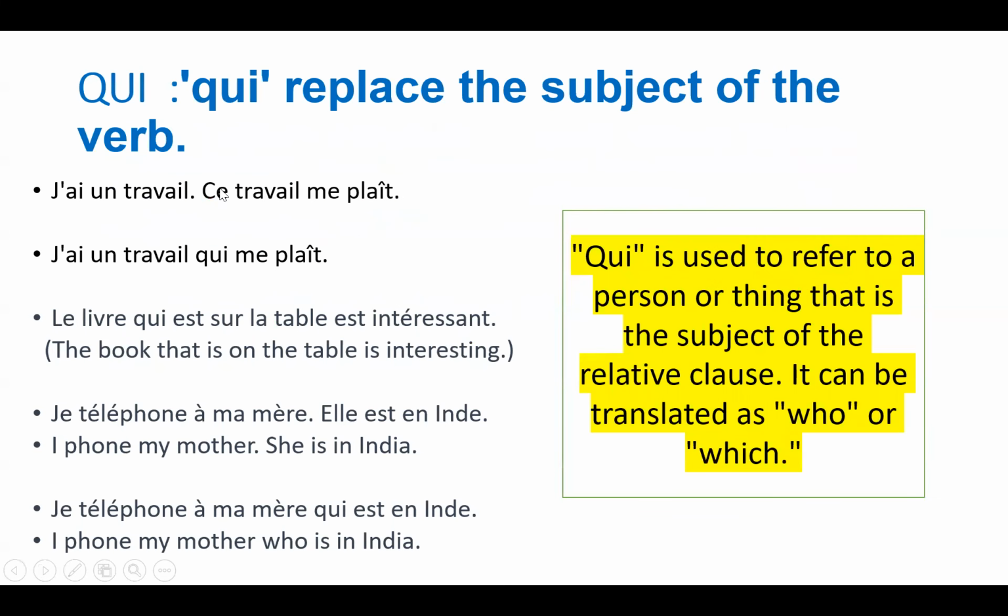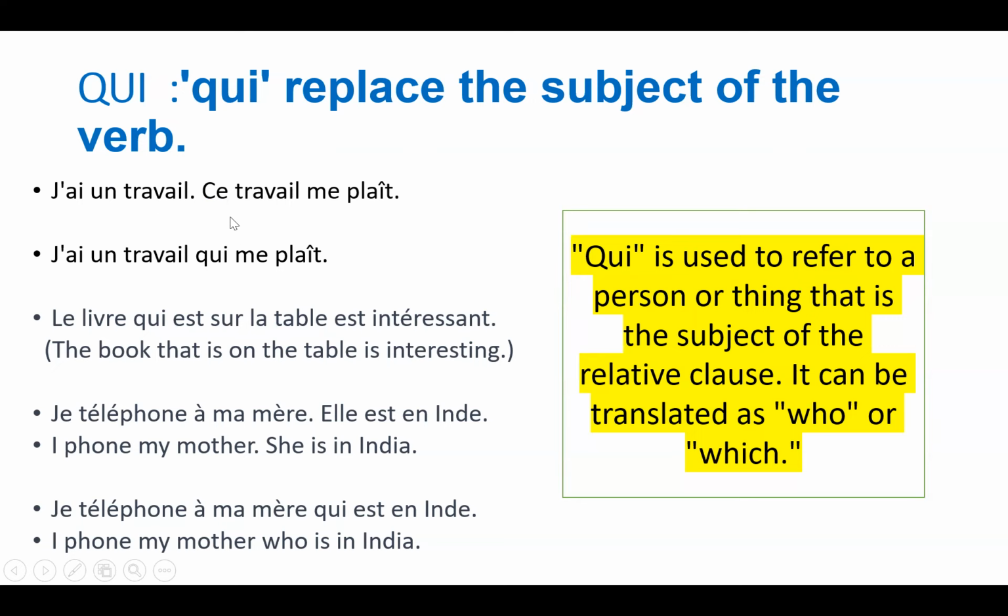First one is qui. Qui replaces the subject of the verb. The meaning of qui is who or which. For example, the first one: j'ai un travail, ce travail m'appelait. There are two sentences. The first one is the main clause, and the second one is the subordinate clause that gives additional information about the main clause. So, j'ai un travail, I have a work, ce travail m'appelait.